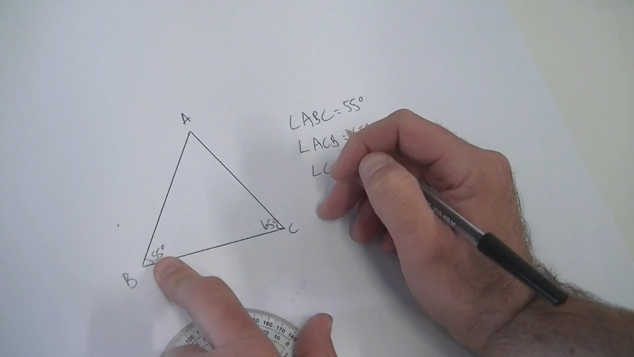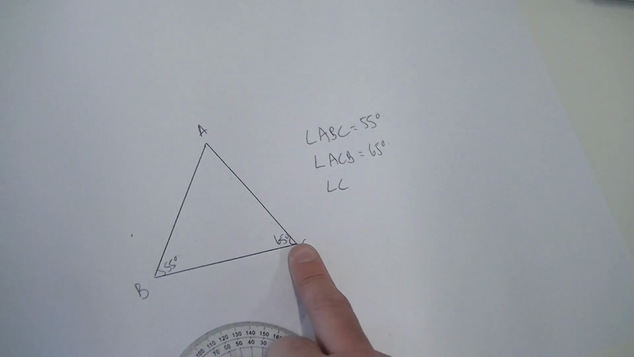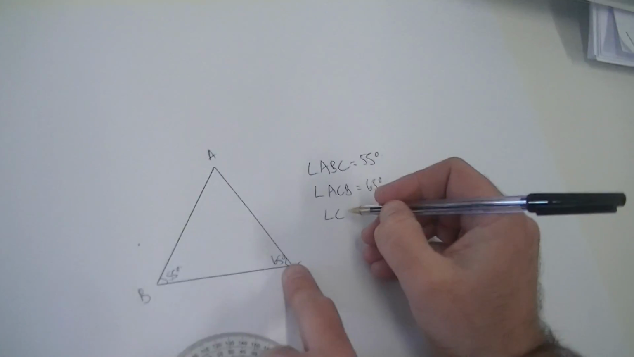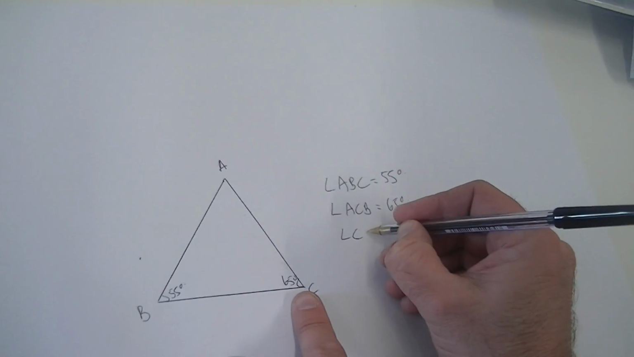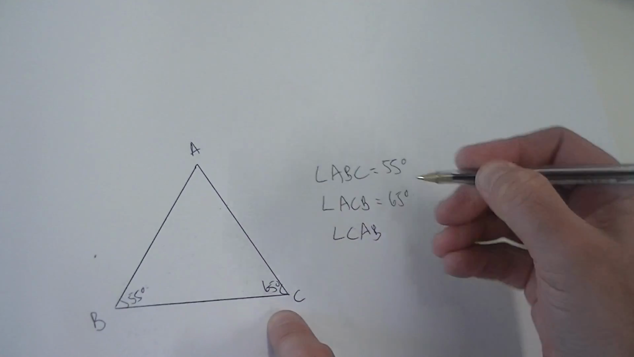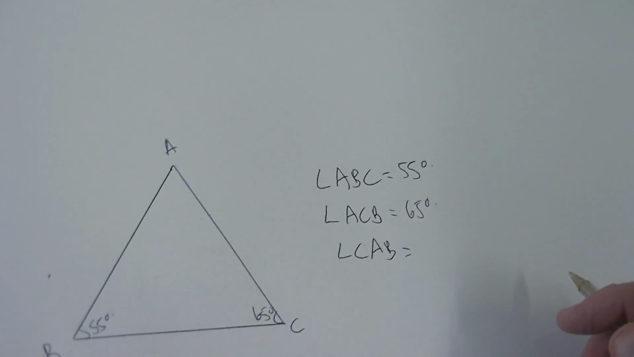Okay, so I got 55 and 65, so that gives me... Oh, sorry, I thought you meant 120? Yeah, so 120, and I've got to have 180 in total. Yes. Okay, so I've got a pretty good idea what CAB is going to be. I'm guessing it's going to be 60 degrees. I reckon you're guessing pretty close.